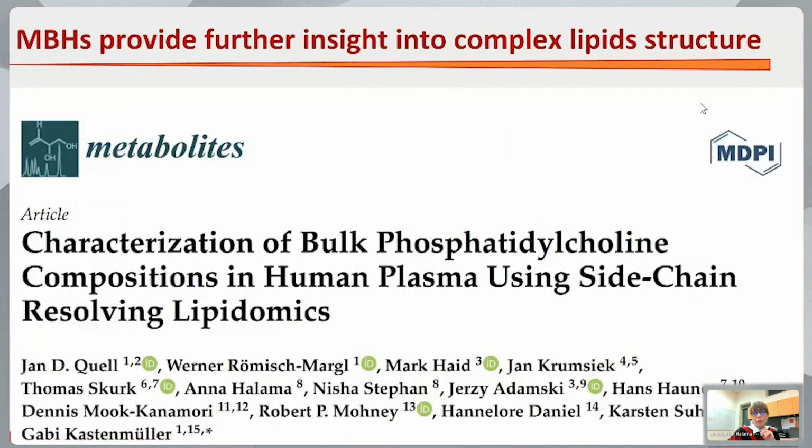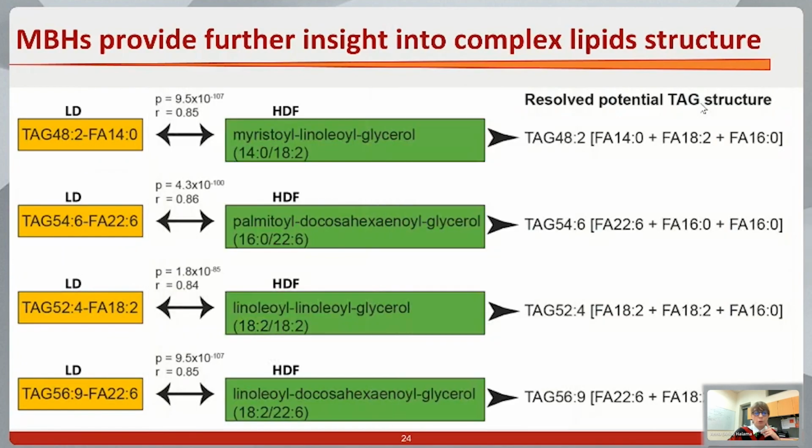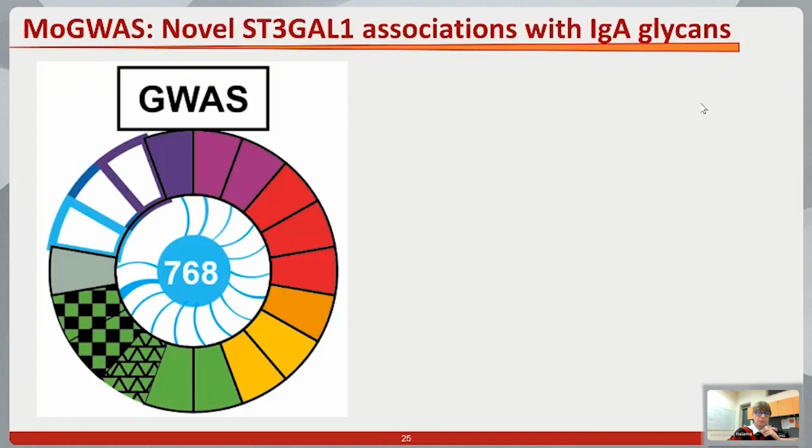In fact, it was a replication of the study which Gabi Kastenmuller and her team did previously. If you are interested, please have a look at her paper. But we took it a step further. We were also successful in revealing the structure of more complex lipids such as triacylglycerol using our mutual best hits. And this is an example, again, of the platform complementarity.